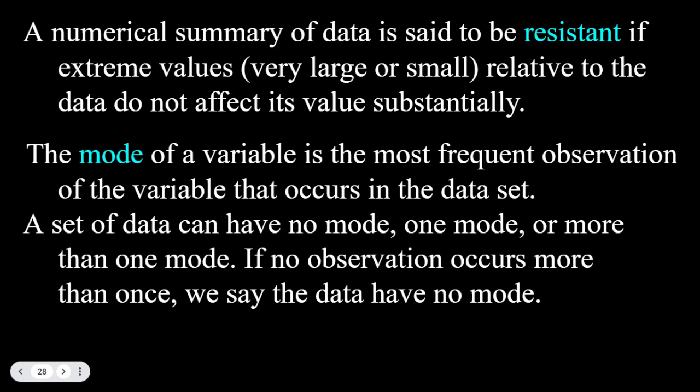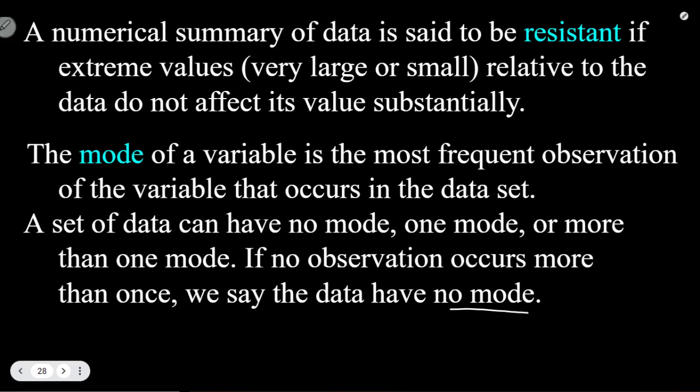So a set of data can have no mode, it can have 1 mode, or it can actually have more than 1 mode. If there are no observations that occur more than once, we say the data has no mode. On the other hand, anytime one will appear more than once, then you have that possibility of having a mode.